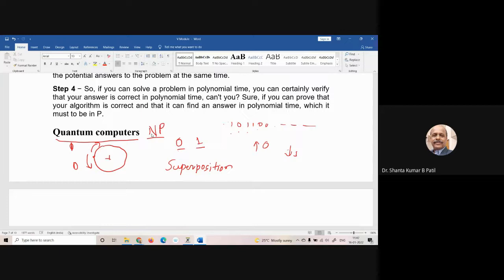Whereas in the case of quantum, its nature is superposition. The meaning of superposition is it moves in the upward direction, downward direction, left, right, and diagonal. Because of that, we call this superposition. The feature of the quantum is superposition. If the atom is in superposition, what happens? You can find many combinations.